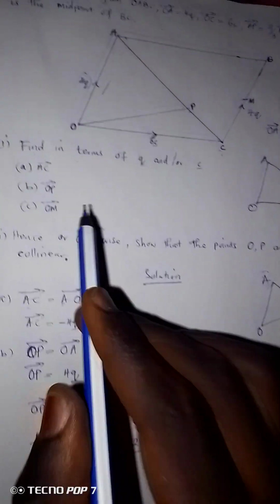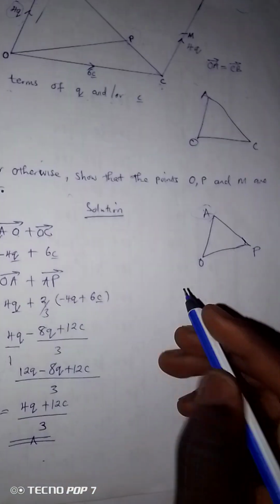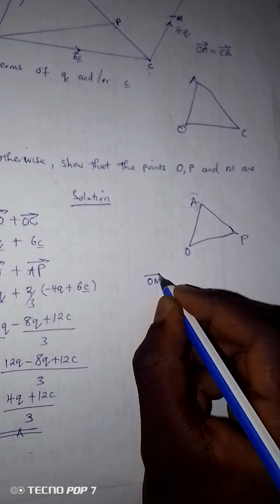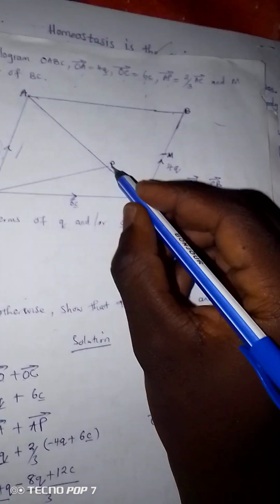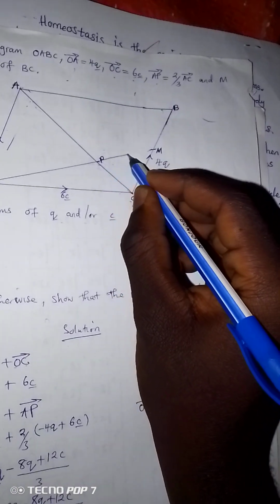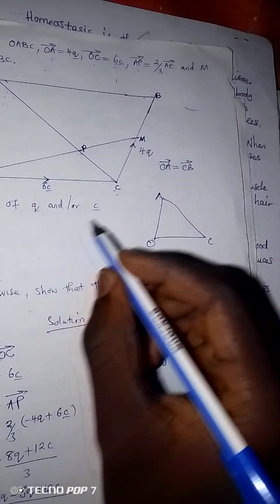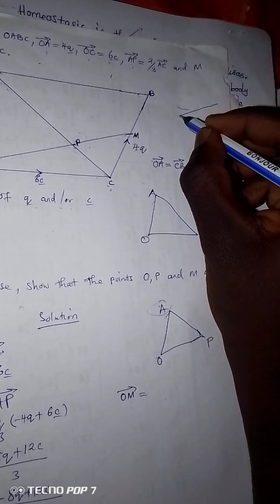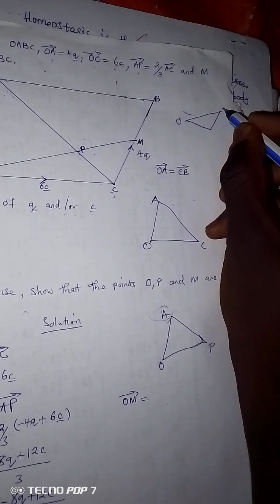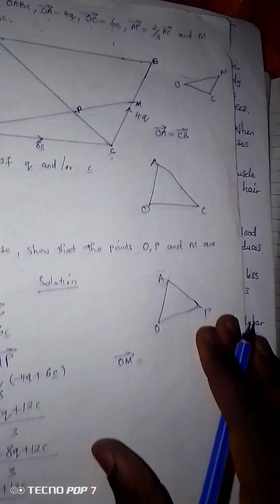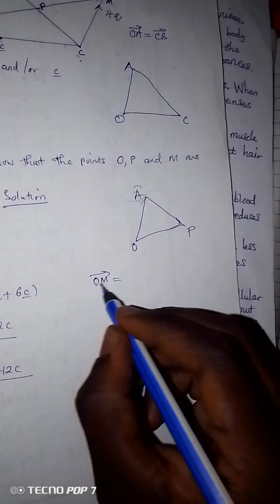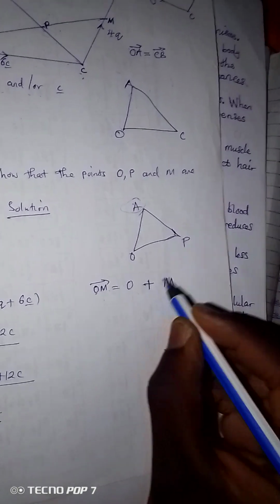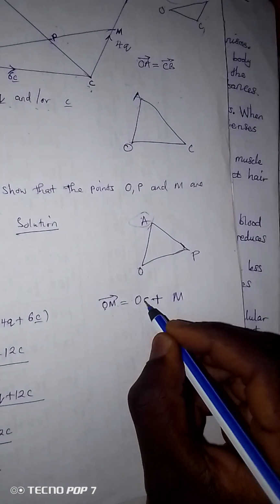The next question says find OM. So we are going to find OM like this. We extend this one like this, which makes OM. Then we see the route we are going to take will be like this. Here we have O, and here AM, then here C. So you continue with my method: OM, then I split them like this. The letter I haven't written is C, like this.